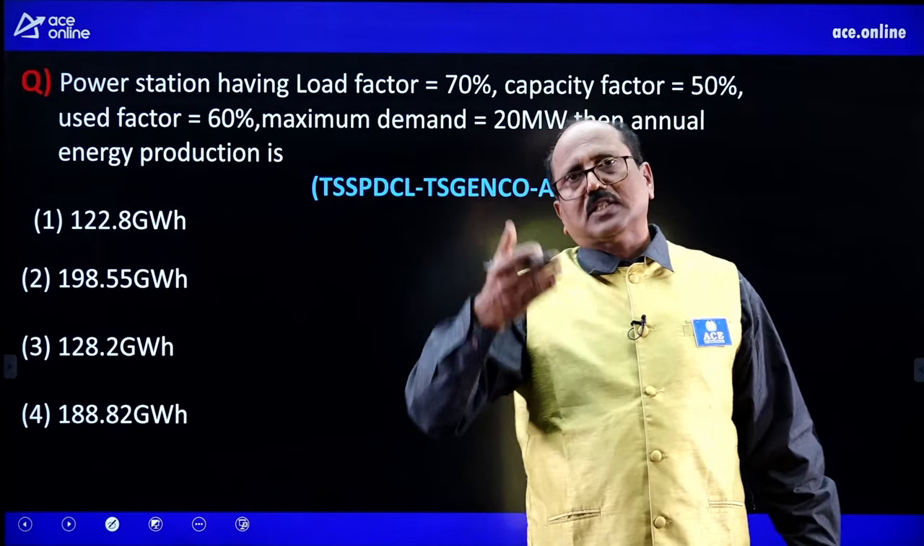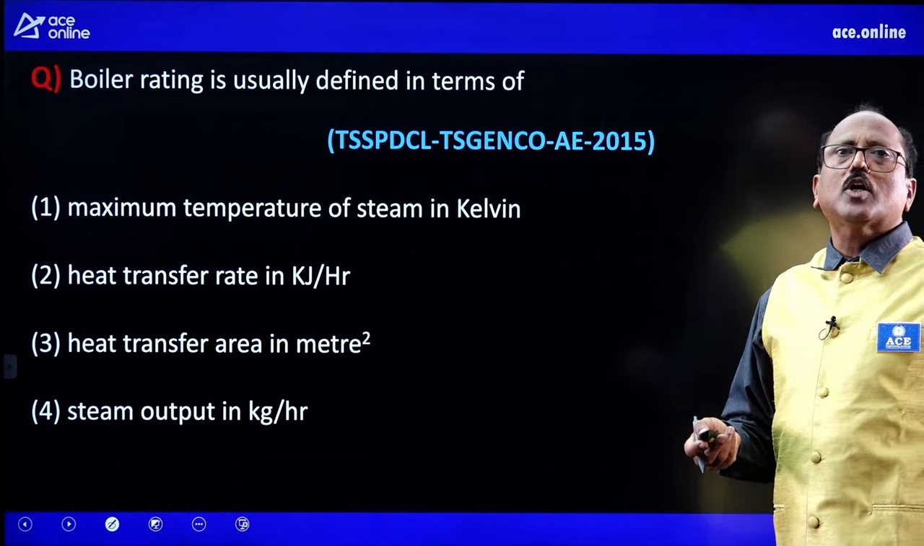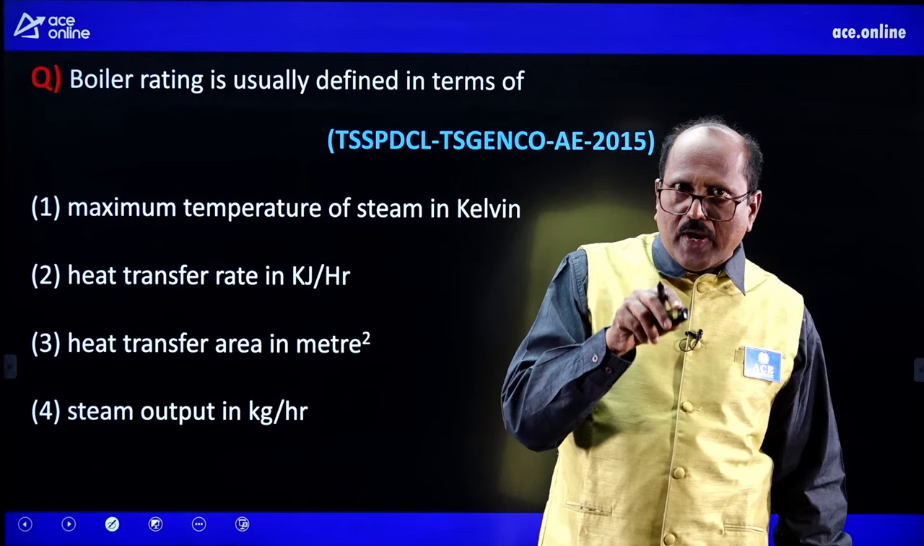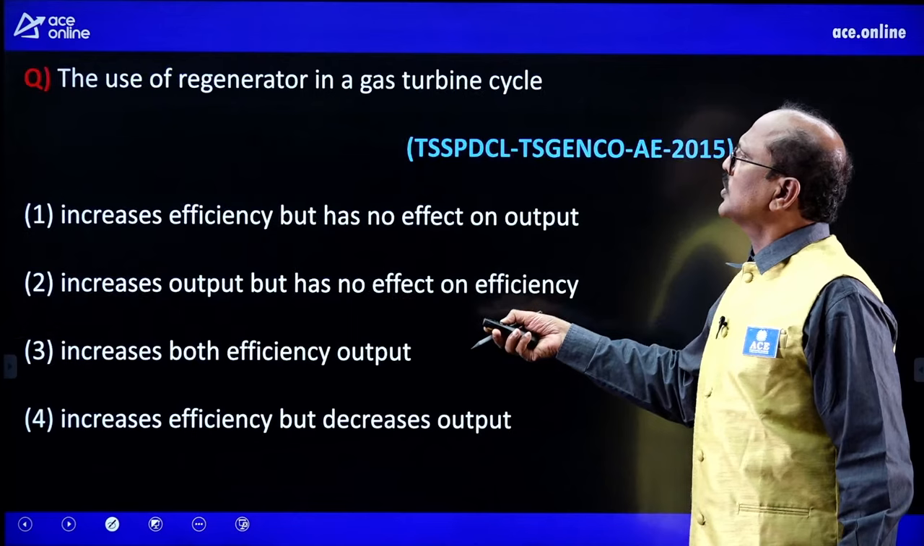The syllabus is not concluded. See the questions, how the questions come. How to make a boiler specification? Boiler is the primary component of the thermal power plant. How do you specify a boiler? Boiler is specified by how much steam is produced per hour, in kg per hour. There are interesting questions, old paper questions, reheating and all, gas turbine and all.